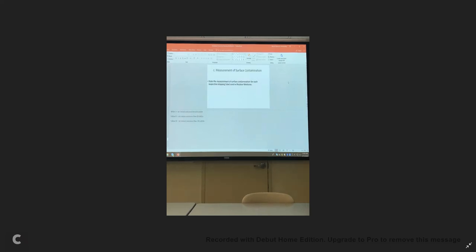Measurement of surface contamination. State the measurement of the surface contamination for each respective shipping label used in nuclear medicine. White 1, at contact, not more than 0.5 millirem per hour. Yellow 2, at contact, no more than 50 millirem per hour. Yellow 3 is at contact, not more than 200 millirem per hour. The removable contamination limit trigger levels. Any removable contamination in excess of 6600 dpm needs to be reported.